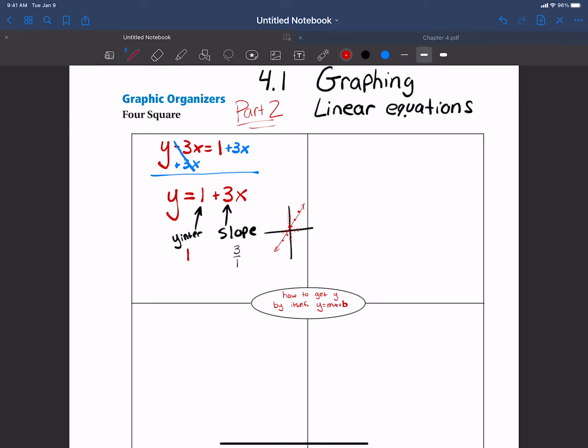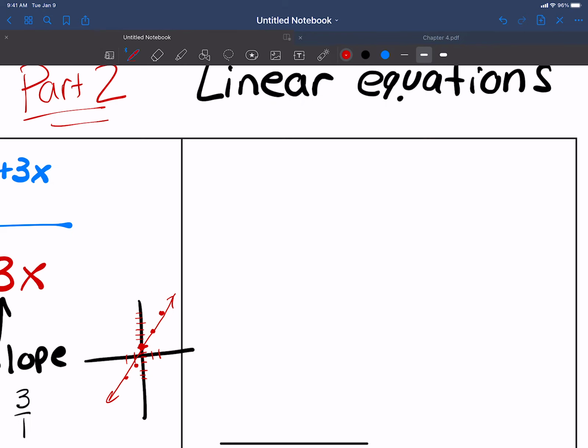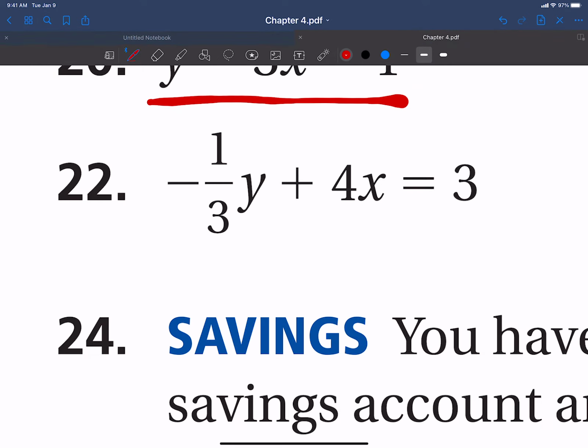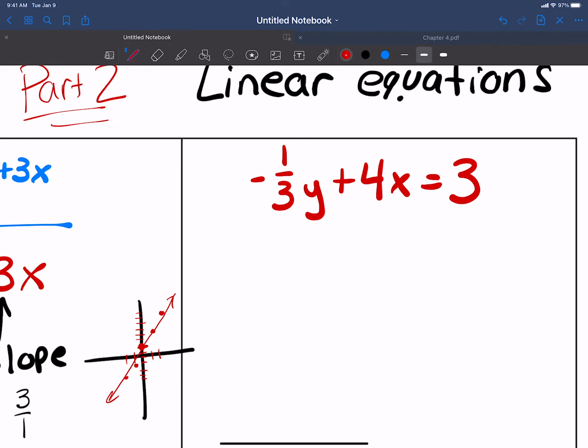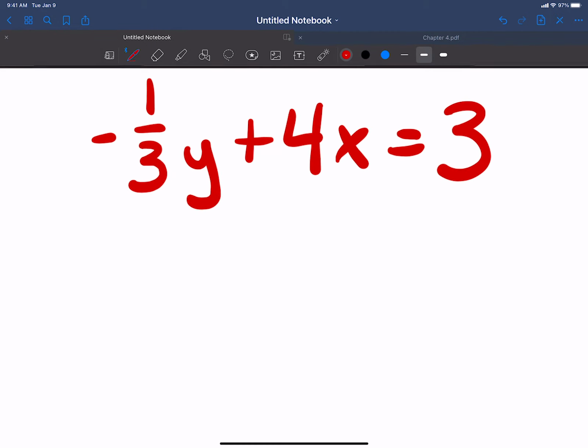Let's do another example. Let's do negative 1/3 y plus 4x equals 3. Okay, just like over here, my job was to get y by itself. Now, we've learned in algebra, when trying to get the variable by itself, we do the opposite of the order of operations. So what I mean by that is y is being multiplied by negative 1/3. It's also being added by 4x.